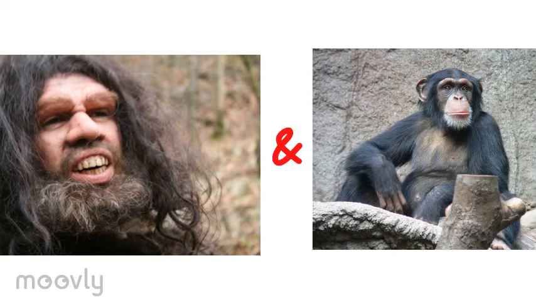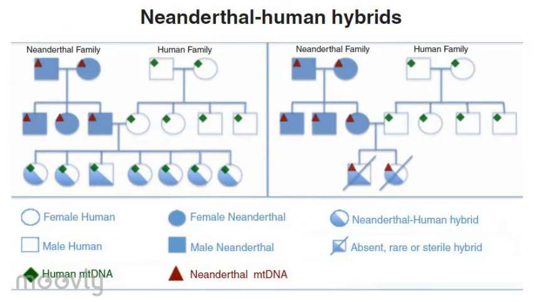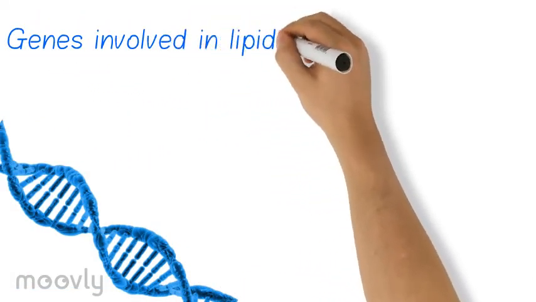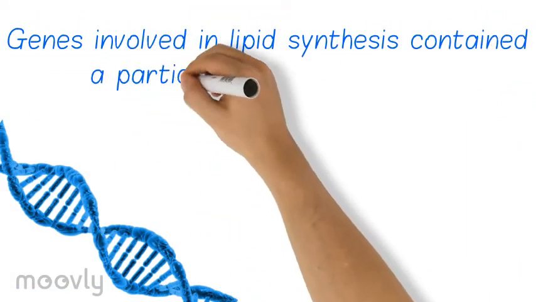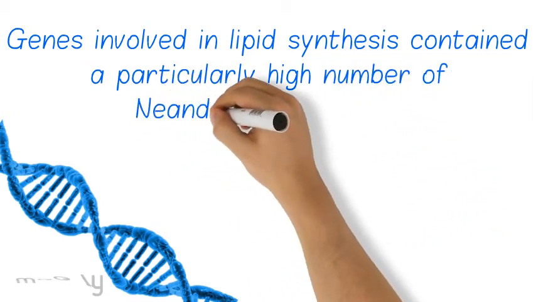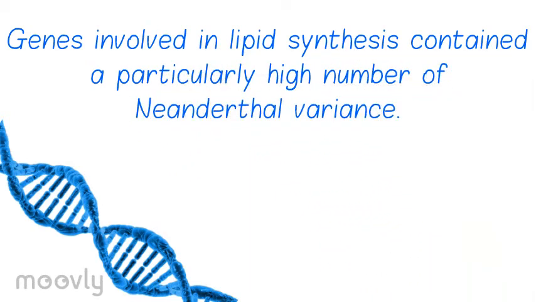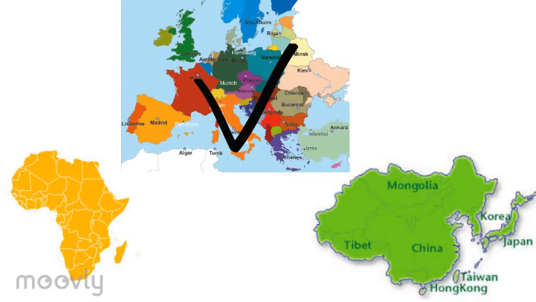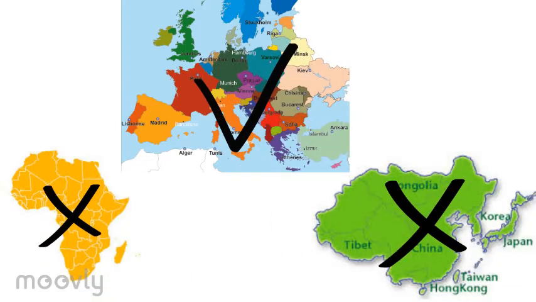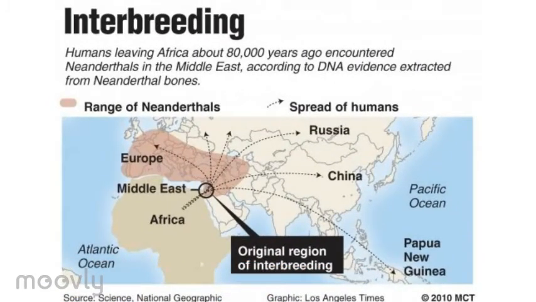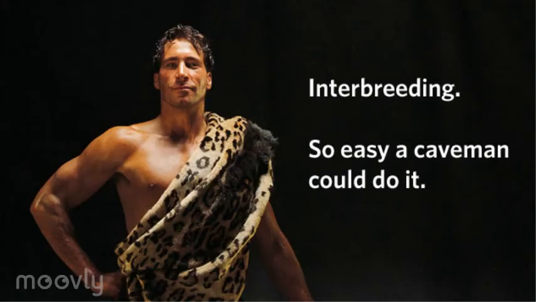After analyzing the distribution of Neanderthal variants in the genomes of 11 contemporary human populations, the researchers found that genes involved in lipid synthesis contained a particularly high number of Neanderthal variants in contemporary humans of European origin, but not in Asians and Africans. Further DNA sequences revealed that the portion of modern humans that had migrated out of Africa into Europe share highly similar genomes with Neanderthals. This suggests that Neanderthals primarily interbred with humans in the European continent.